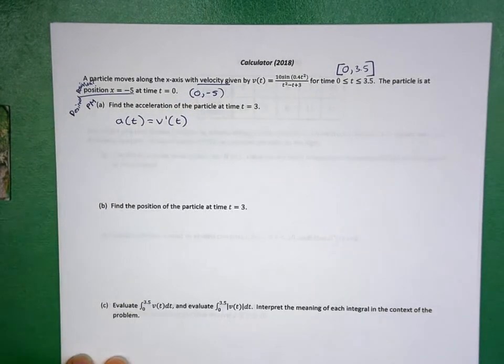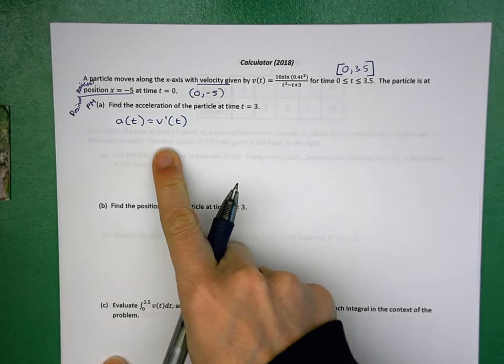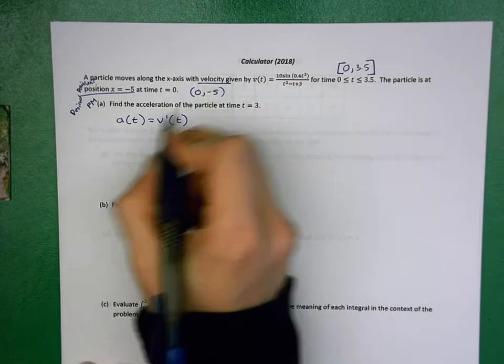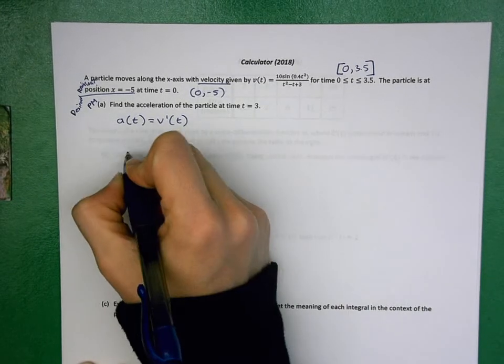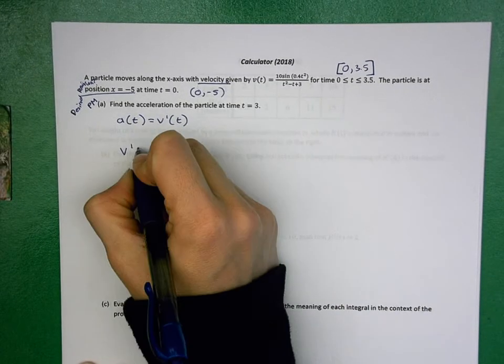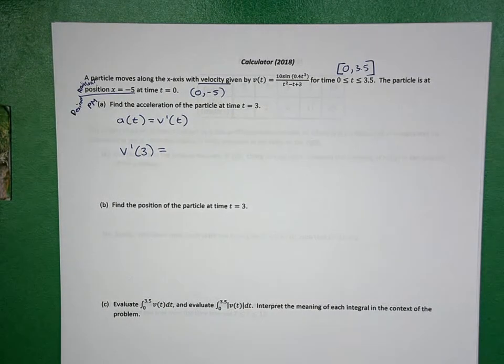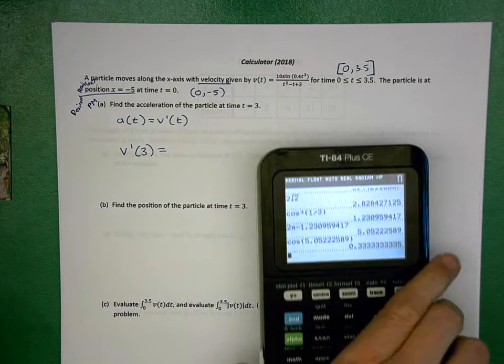Right, we wrote that down on the front page of your particle motion packet. And so therefore, if I have velocity here, I could take its derivative and plug in this case, 3. Now you have an option here. It is a calculator one, so you don't actually have to do this by hand.